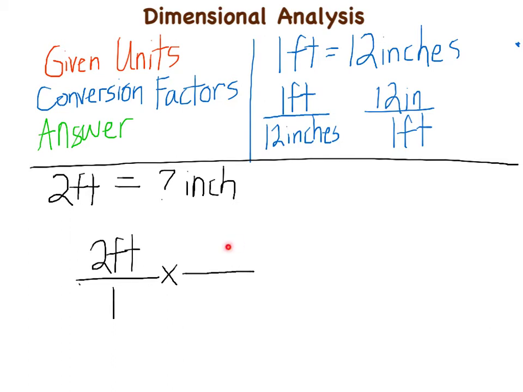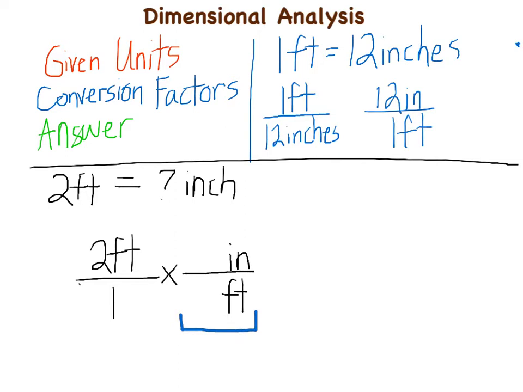In the numerator, we want the units that we want, which is inches, because that's what the problem asks for. So I'm going to write inches there. I don't know how many inches yet, but I'm going to write inches. And in the denominator, I'm going to write feet, the given units, because we want them to cancel out. Okay, everything good so far? Now you have to remember that this whole part right here is a conversion factor.